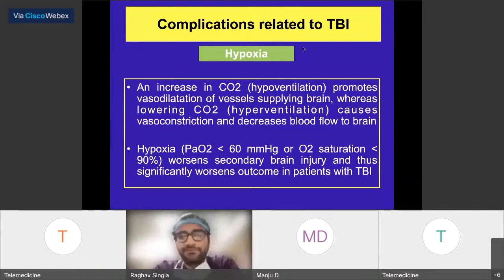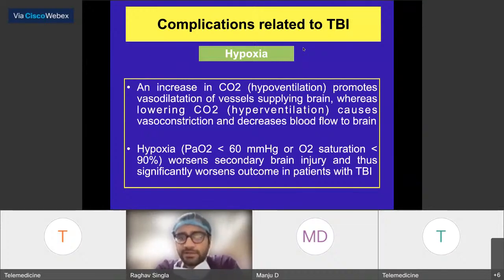Ventilation, and watch for signs of a tube block, decreased respiratory rate, or for some reason that the patient has become drowsy and is not being ventilated properly. Also, we have to watch for hypoxia, the oxygen saturation levels, because lower oxygen will worsen the secondary brain injury, and that will also lead to a worse outcome.